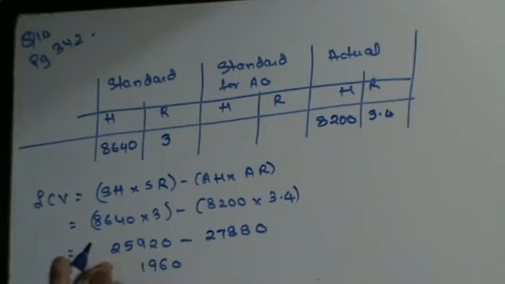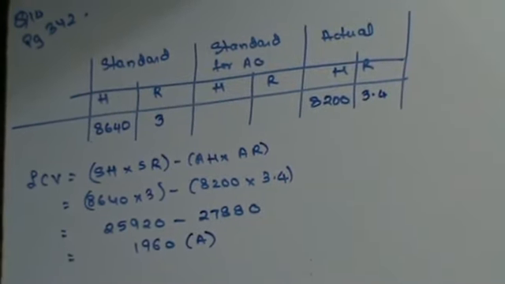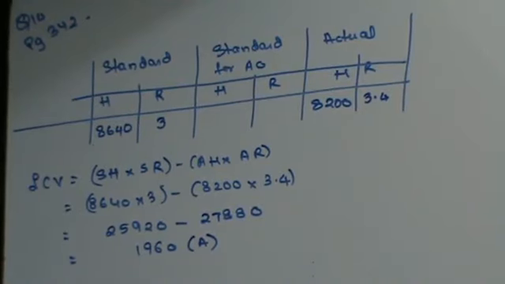Now pay attention here. Guys, 25,000 minus 27,000 will give you a negative answer. When you get a negative answer, you don't write the negative sign, but instead of that, you write an A in bracket next to it. A stands for adverse balance. Right? This is my labor cost variance.